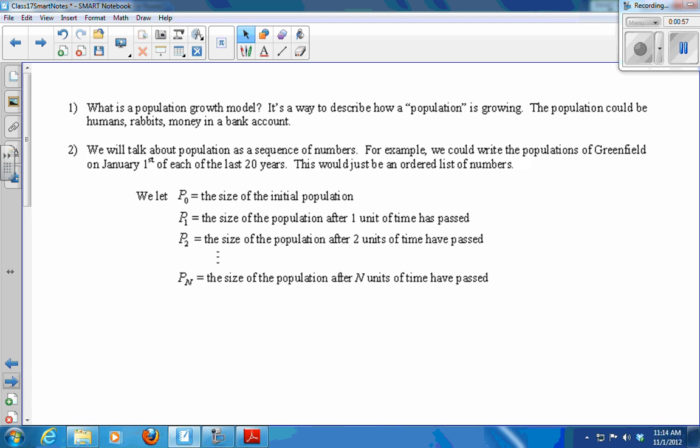So for example, we could write the populations of Greenfield on January 1st for each of the last 20 years, and it would just be a list of numbers, the list of populations. Okay. And we use the same notation that we've been using for sequences for the past couple of weeks. We use a subscript to just denote where in the list you look.